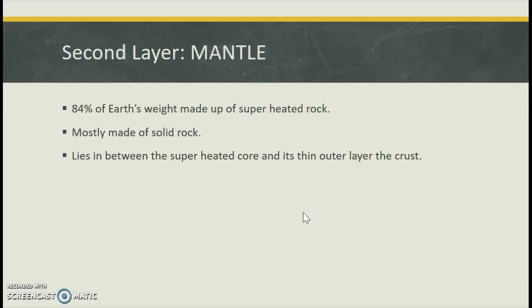The second layer is the mantle. The mantle is 84% of the Earth's weight, made up of superheated rock, mostly solid rock. It lies between the superheated core and the thinnest, most outer layer, the crust. So the mantle is right in between those two, the superheated core and then the outer crust.